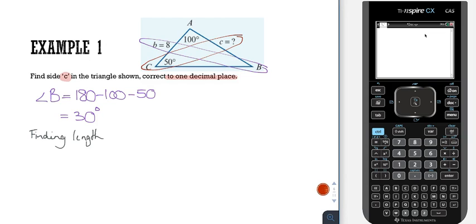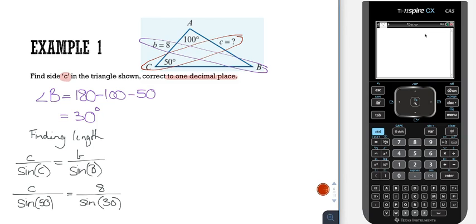In this scenario, I'm looking to find a length. I'm after the length of c. So if I'm after a length, then the format of my sine formula is where my lengths are on the top of the fractions. You can use the other one, it's just more steps. This is an easier formula to use. Substitute in the values that we know. So we know that angle C is 50 degrees, we know that b is 8, and angle B is 30. Multiply both sides by sine 50. And then this is what we'd put into our calculators.